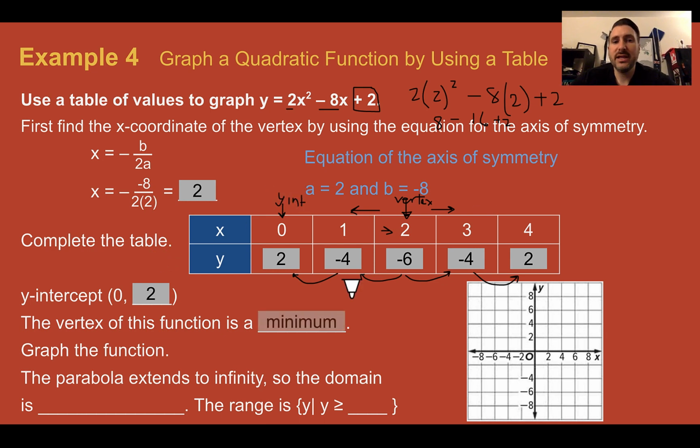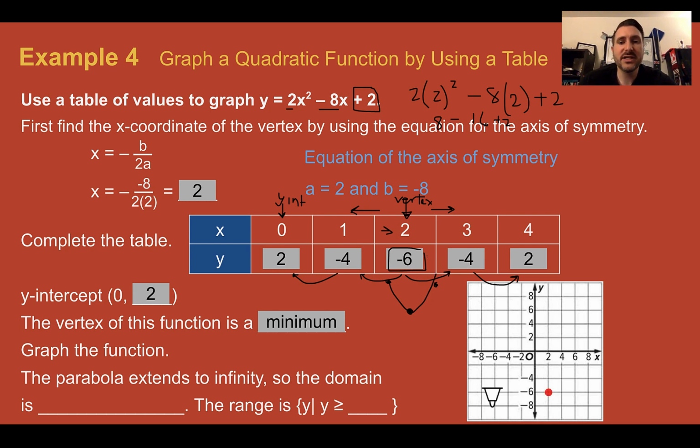The vertex is a minimum. How can you tell? Well, what is the y value there? If you plug it in, the values start going up. If you're not sure about the negative 4, well, 2 is definitely above it. So it would be up higher, meaning this has to be a minimum. So let's graph these points.